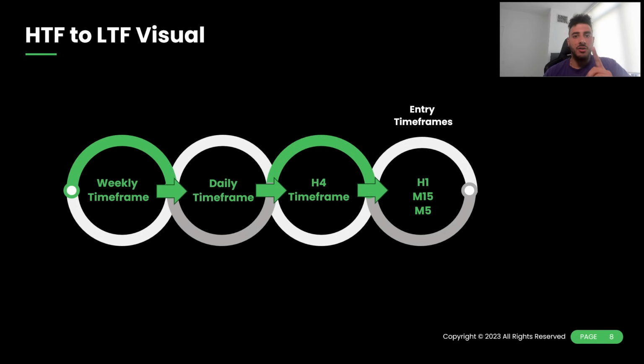Once I'm done with that, if I have a clear bias, right, and not every single week, not every single day will have a clear bias. However, when I have all the frameworks coming together, then I'll go to the entry time frames. For me, it could be an hourly time frame, it could be M15, it could be the M5. However, I personally like the M5 just because it gives a bigger risk to reward if you are really good at timing that specific entry. But you can still use the hourly time frame.